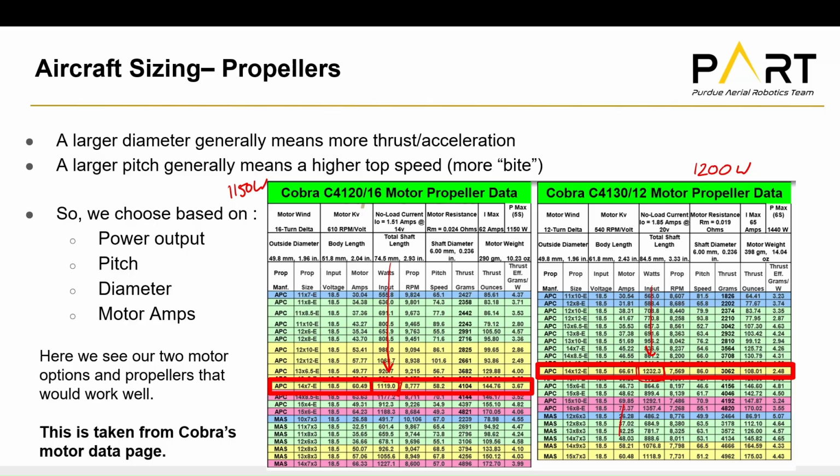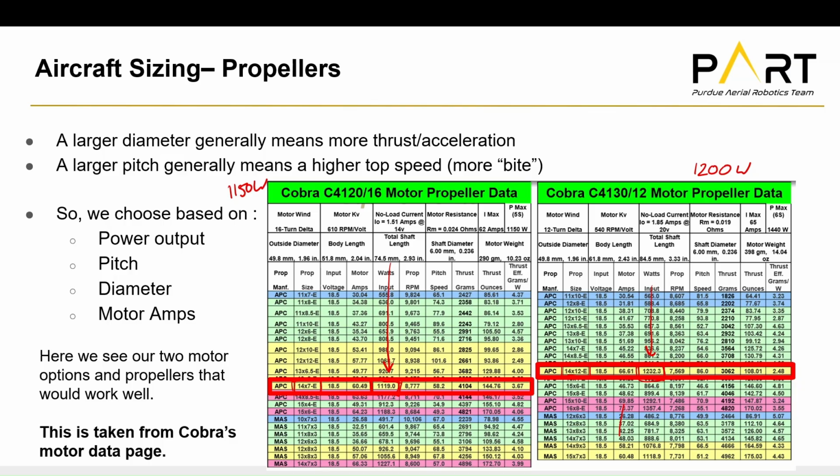And you notice from here, we have a 14 by 7 for this APC option. APC is a common propeller manufacturer, and that is a 14-inch diameter by 7-inch pitch. And this is a 14 by 12, so 14-inch diameter by 12-inch pitch. Both of these are electric propellers, which is great. So now we have these, what does this tell us?